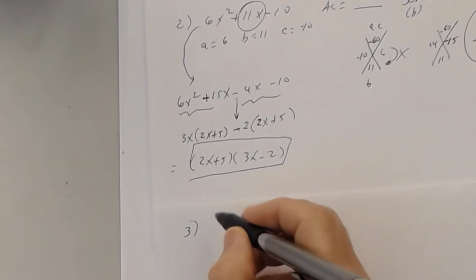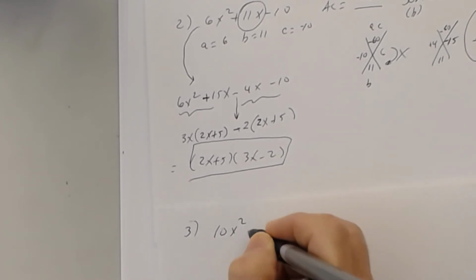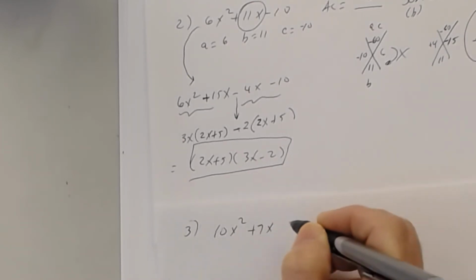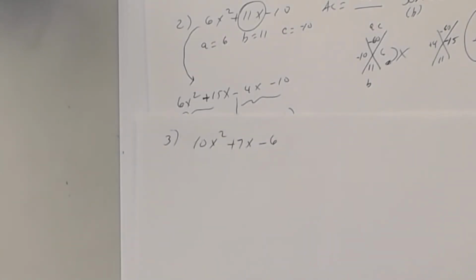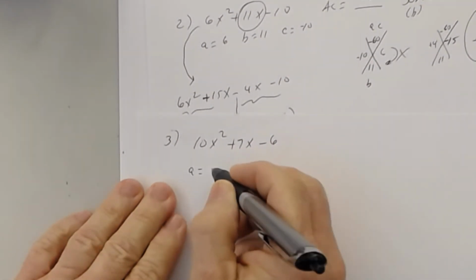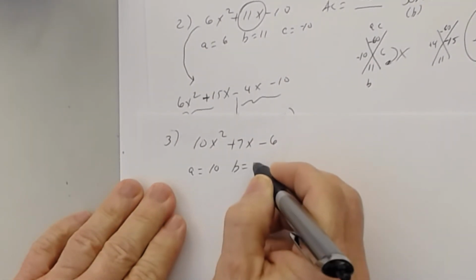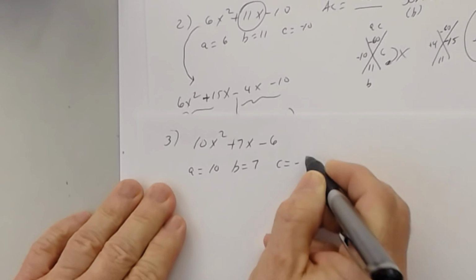Let's make it 10x squared plus 7x minus 6. Is it in standard form? Okay, it's in descending order. Again, state A, B, and C. What's A? What's B? And what's C? Negative 6.